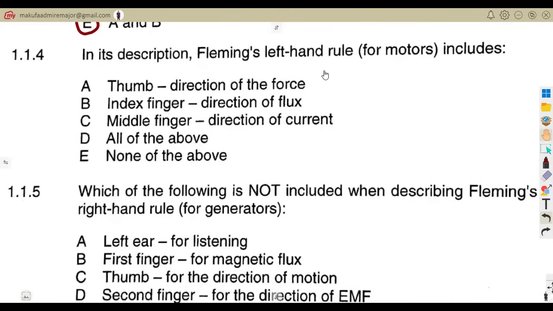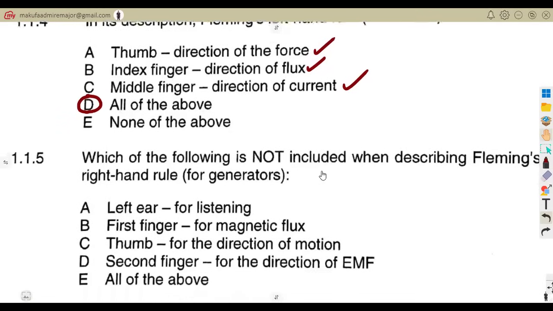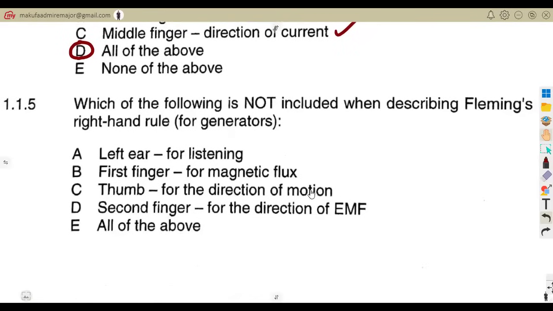Fleming's left hand rule for motors includes, in its description, what? What does it talk about? The thumb, which is the direction of force, is part of it. The index finger is also part of it. The middle finger is also part of it. So all of the above were going to be our answer. All these work in the description of our Fleming's left hand rule.